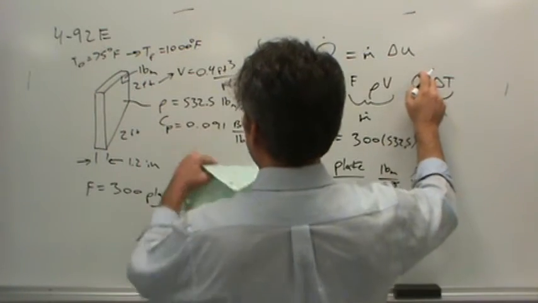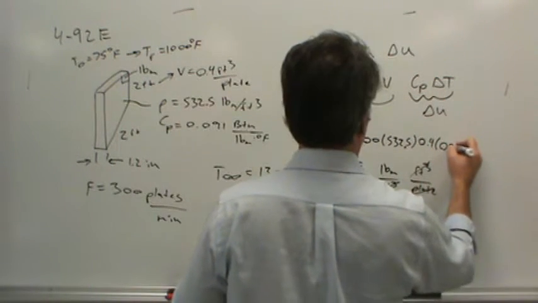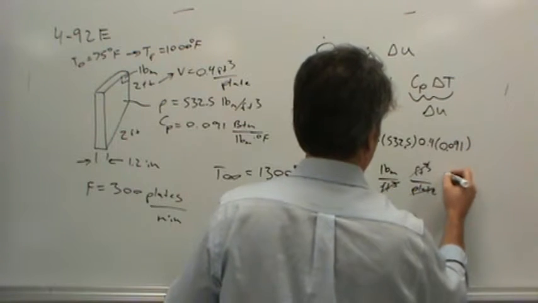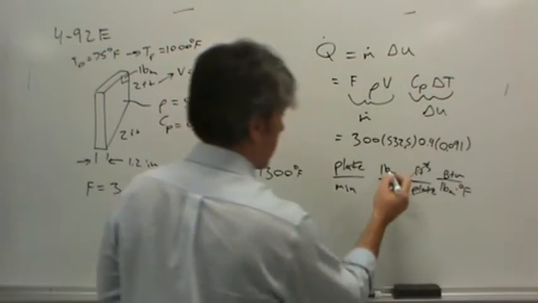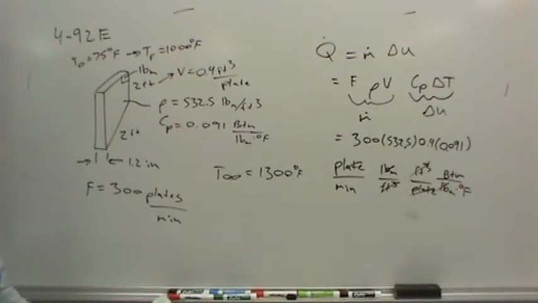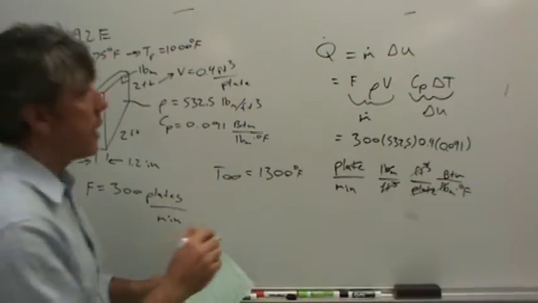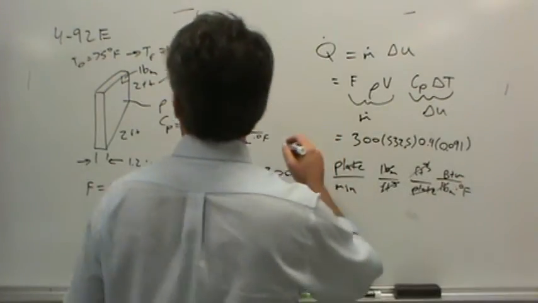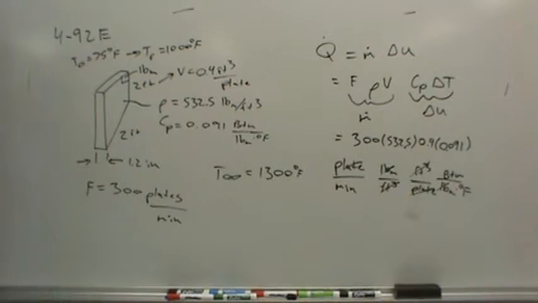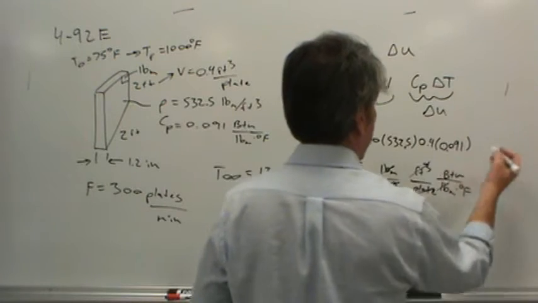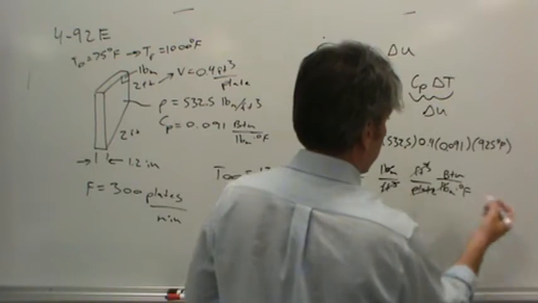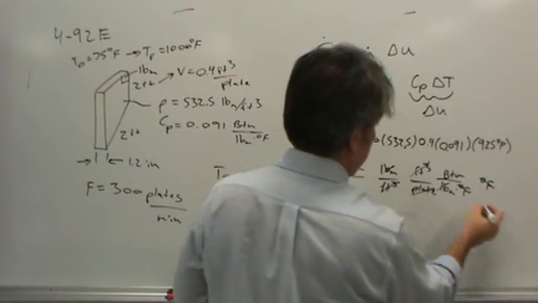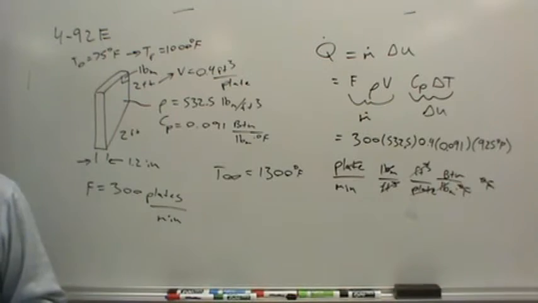And then we need the heat capacity, but that was given as 0.091 BTUs per pound mass per degree Fahrenheit. So pound mass go away. We have BTUs per minute per degree Fahrenheit. Times, now the change in temperature, well, that's 925 degrees. Do you guys see how the delta T is 925? We got to go to 1,000 from 75. So 925 delta degrees Fahrenheit, if you will. And so this is just degrees Fahrenheit. That goes away when we have BTUs per minute, which is what we were looking for.